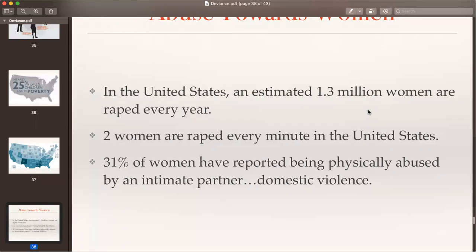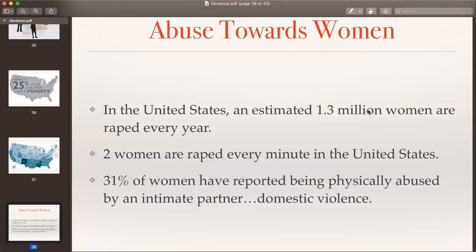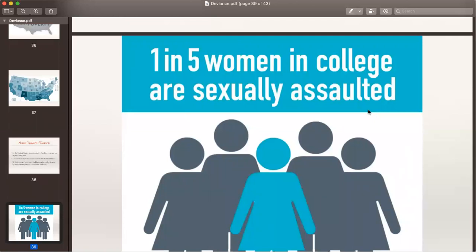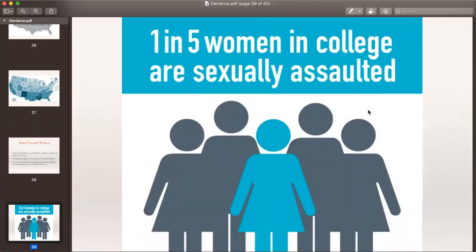Let's look at abuse toward women, and we'll talk about this more when we talk about sexual coercion and when we talk about gender. In the United States, an estimated 1.3 million women are raped every year. A vast majority of these rapes will never go reported. And we'll dig into that more later on when we talk about sexual coercion. Two women are raped every minute in the United States. 31% of women have reported being physically abused by an intimate partner. Right, domestic violence. I want you to look at this statistic. One in five women in college have been sexually assaulted.